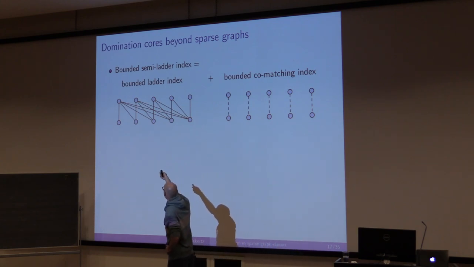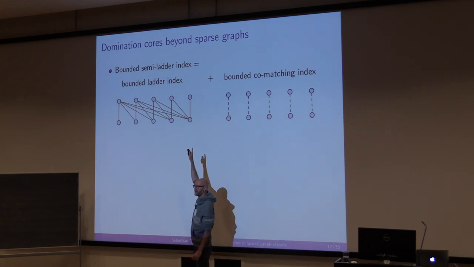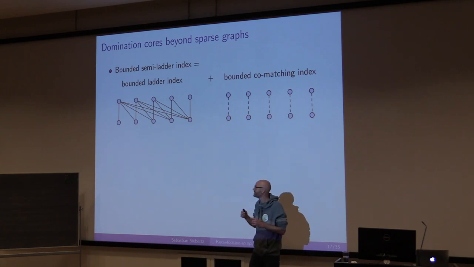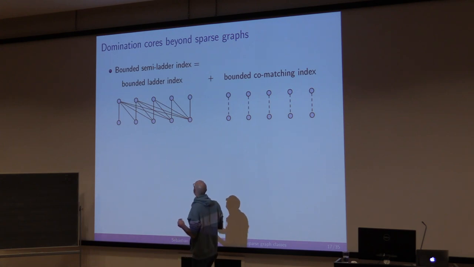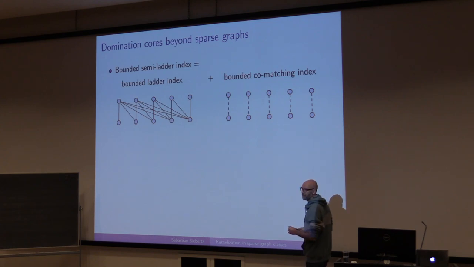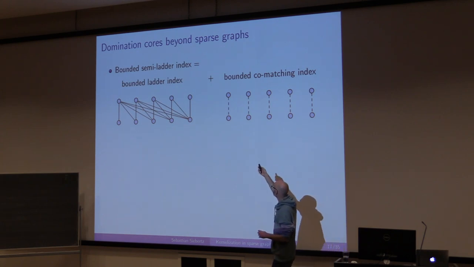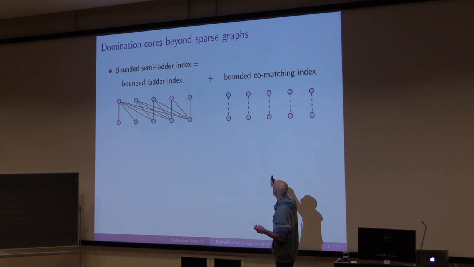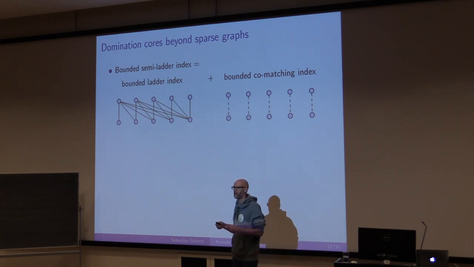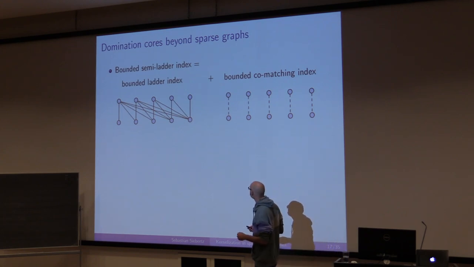I want to exclude such a ladder here. In the ladder index, I'm not allowed to have those edges that go between the copies of the vertices, in a sense, and the semi-ladder index also allows edges in this other direction. Then with a Ramsey argument, you can combine those two forbidden structures to conclude that bounded semi-ladder index means exactly bounding the ladder index and bounding the co-matching index. A co-matching is a matching that you complement. Here I've drawn the edges that are not there dashed, and the edges that are there in white lines. So it's a complete graph except for the matching edges.